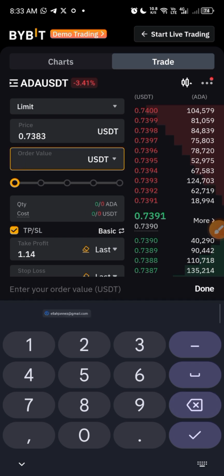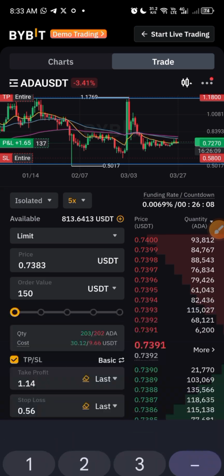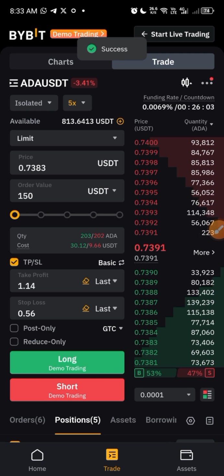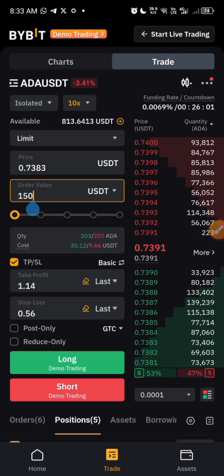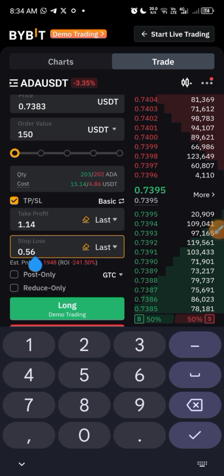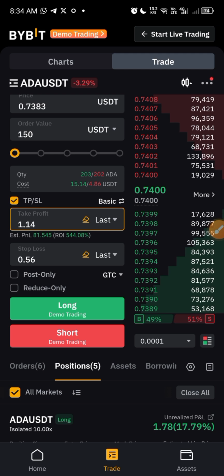So let's reduce this place to 150 instead of reducing here. Let me put here back to 10. So it depends on you. If you don't want to risk all of that, you reduce that place. Let's check here now. You can see it's now $36 as against 50, as against 72. So my take profit also reduced to, let's say, 81, which is good. If I don't want to risk much money, I will leave it like that, and then I will click buy long.